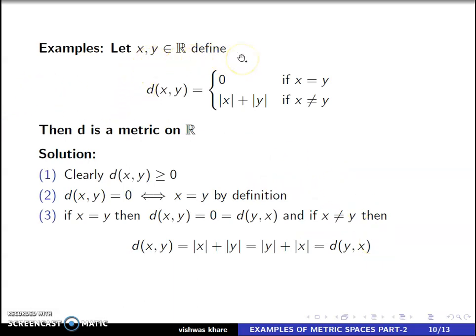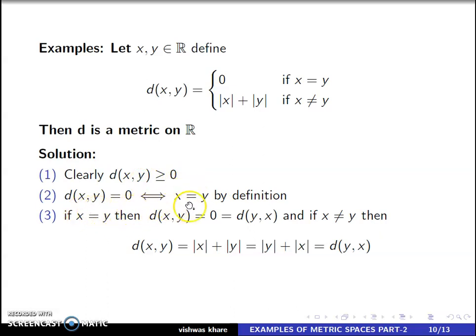Let x, y belong to R. Define d(x,y) equal to 0 if x is equal to y, and it is modulus x plus modulus y if x is not equal to y. Then d is a metric on R. Solution. Clearly d(x,y) is greater than or equal to 0, because d(x,y) can take either of two values, 0 or modulus of x plus modulus of y.